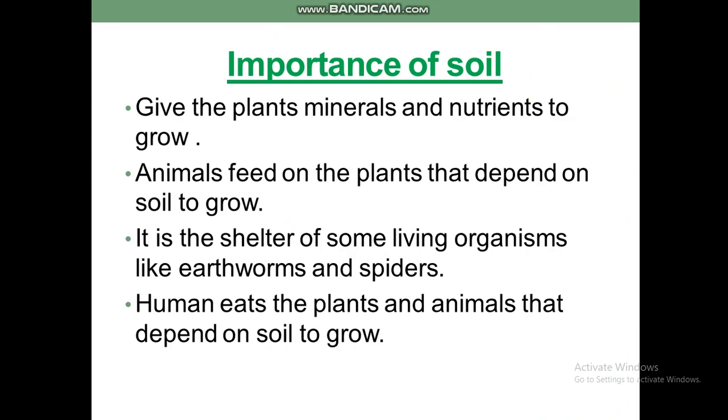What is the importance of soil? Number one, soil gives the plants minerals and nutrients to grow. Then, the animals feed on the plants that depend on soil to grow. Soil represents the shelter of some small living organisms like earthworms and spiders. Finally, humans can eat the plants and animals that depend on soil to grow.